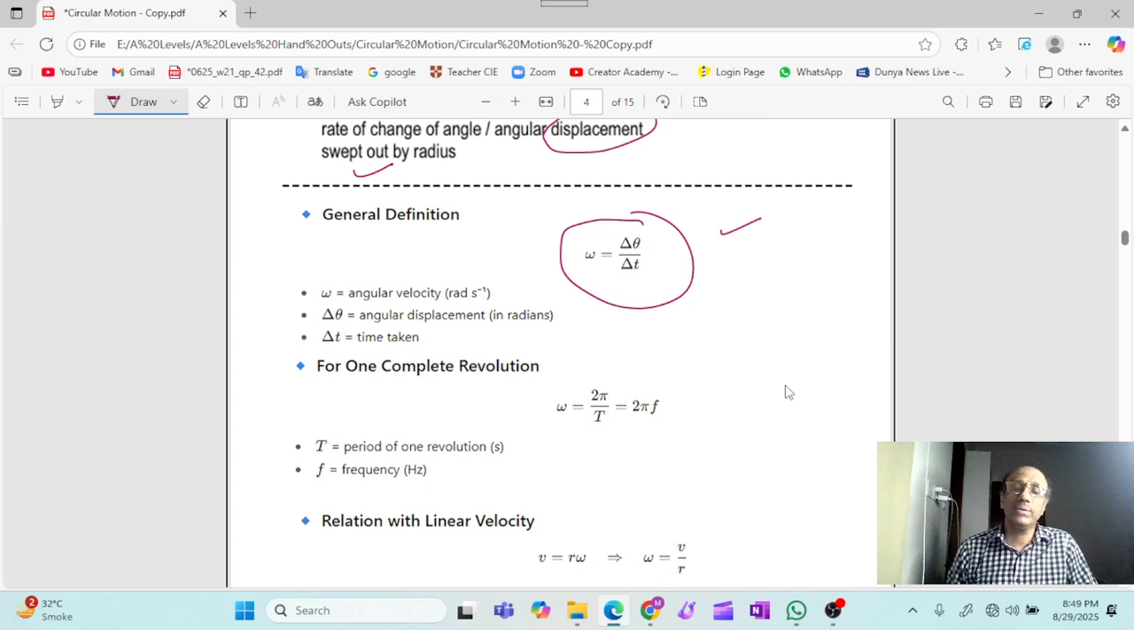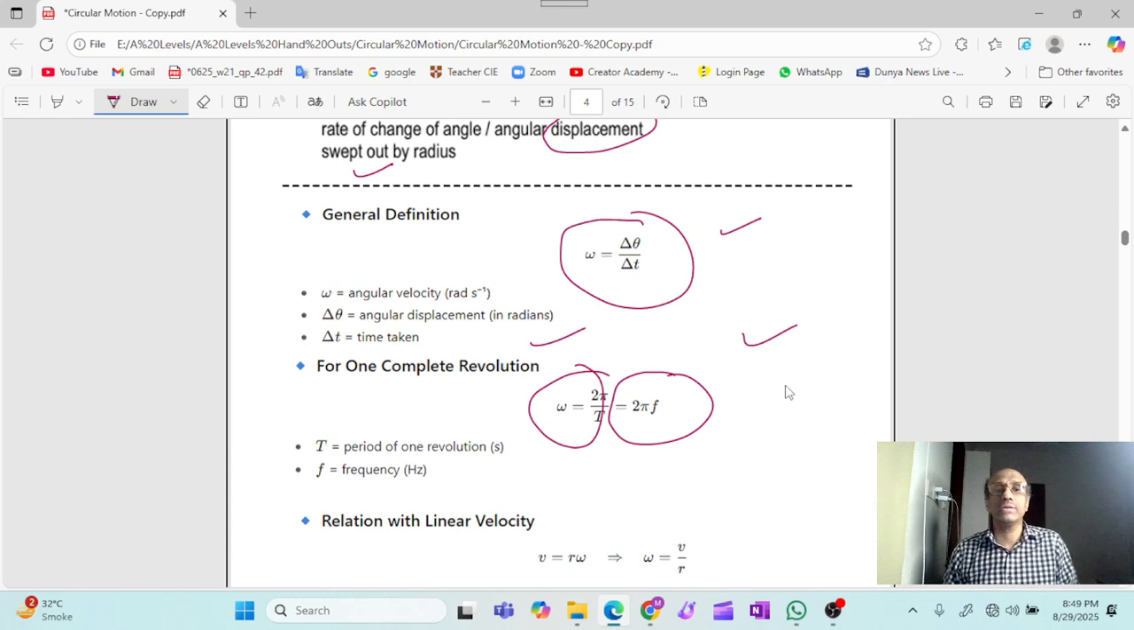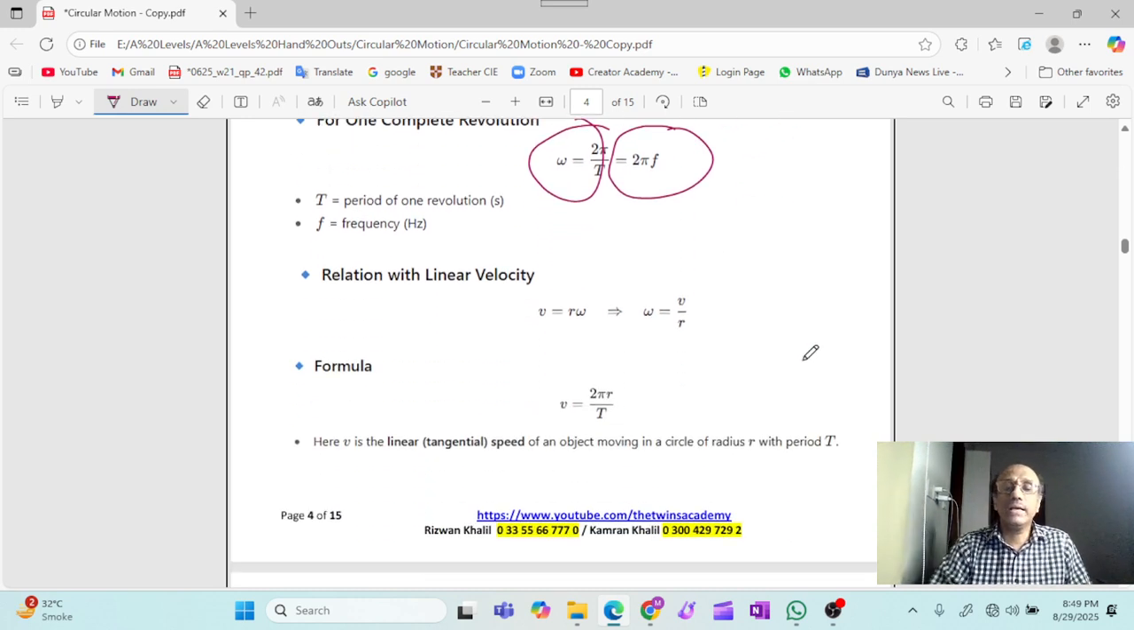So this is the first formula, omega equals 2 pi over T. This is the second formula, omega equals 2 pi f. This is the third formula for the angular velocity. Now V equals R omega, this is the relationship between the angular speed and angular velocity. So this question contains 1 mark.